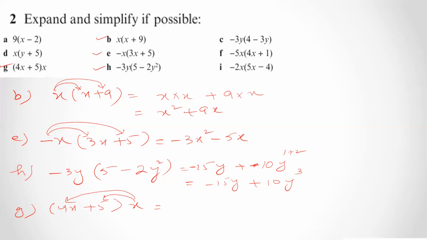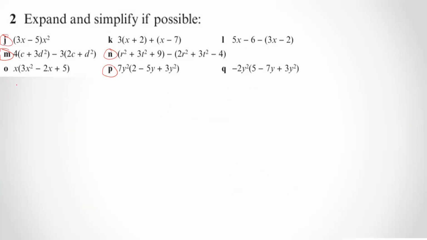So x will be multiplied with x, will be x square. 4 will be as it is, plus 5x. I think you have understood it well. It was so easy one. So the rest of the questions will be your assignments: C, F and I, and A and D. Let me know if you feel any difficulty in any of the questions given to you. These are all assignment questions.